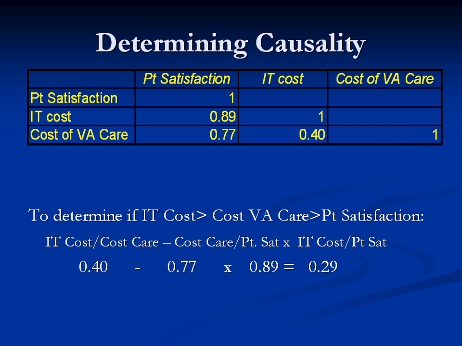In order to test this theory, the causation equation was used. The cost of the VA care divided by the patient satisfaction correlation value is multiplied by the IT cost divided by the patient satisfaction correlation value. This is then subtracted from the IT cost divided by the cost of VA care correlation value. As the causality coefficient nears zero, the causality between the two variables is more closely established. Based on our data, the causality coefficient for this equation was 0.29. This supports our supposition that IT cost leads to increased patient satisfaction.